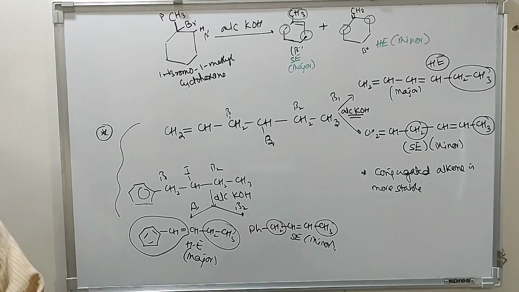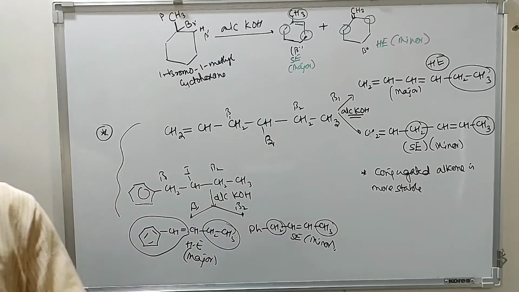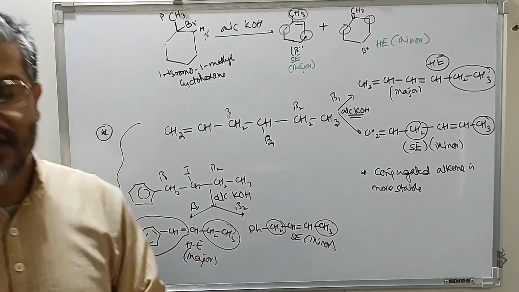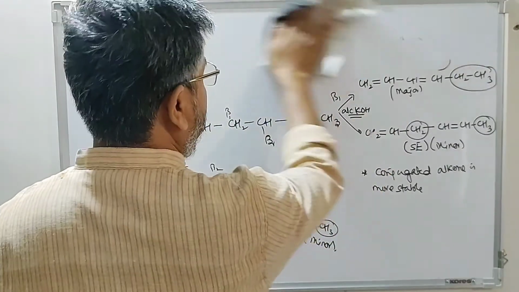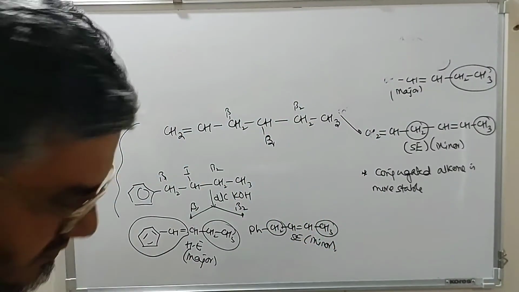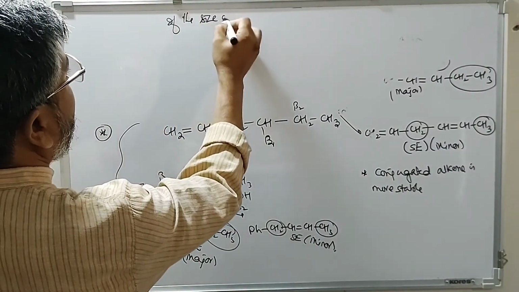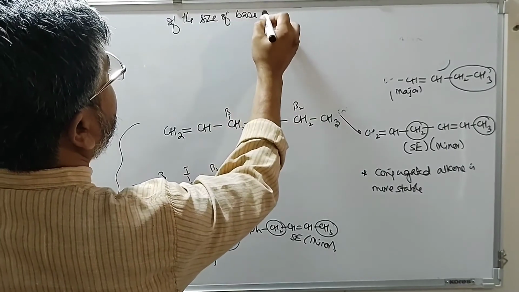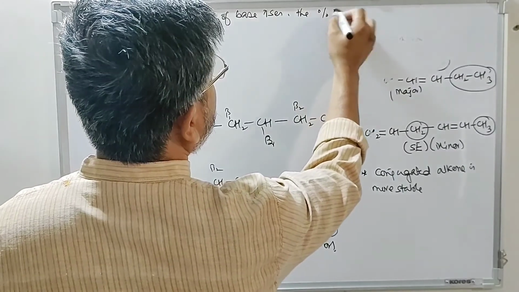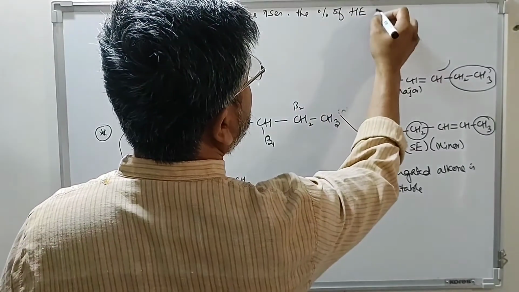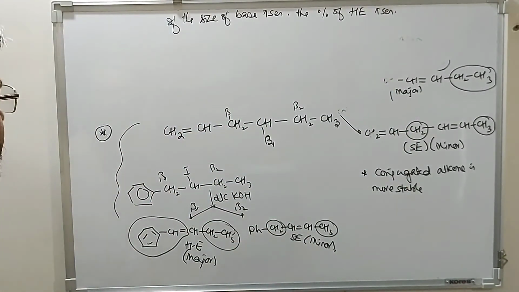That means if the size of base increases, then the quantity of Hofmann product increases. This is due to steric hindrance. So write down: if the size of base increases, then the percentage of Hofmann elimination increases. I will give you an example.